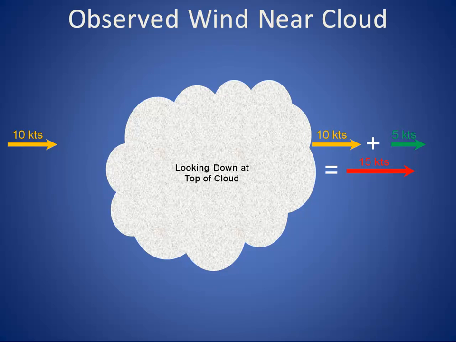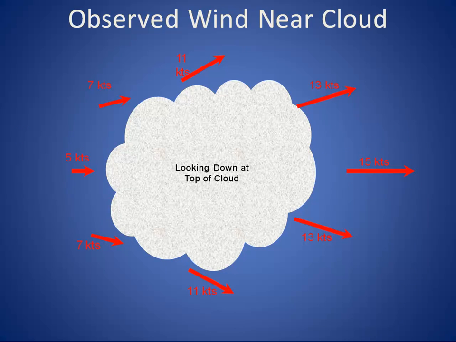Now on the other side of the cloud, we also have a 10-knot gradient wind depicted by the yellow arrow, and we have a 5-knot wind coming from the downdraft cloud, but they're coming from opposite directions. So they partially cancel each other out to equal an observed wind of 5 knots. And this occurs to a degree all around the cloud base based on the direction and the strength of the two winds. And in real life, it will obviously not be as symmetric as this idealized example.